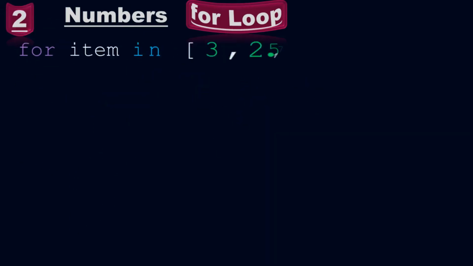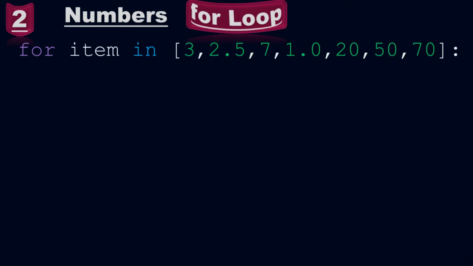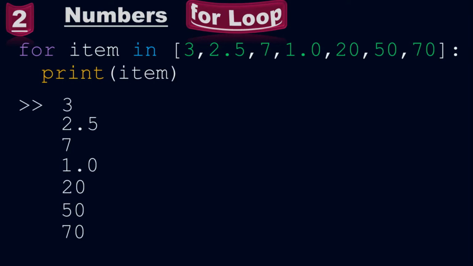Example number 2. For item in 3, 2.5, 7, 1.0, 20, 50, 70, print item, you will get this output: 3, 2.5, 7, 1.0, 20, 50, 70. If you remember last time we used number, it is just the name, whether you use number or you write item or you write A or B or C or D, whatever you put, it is simply the name of these items.